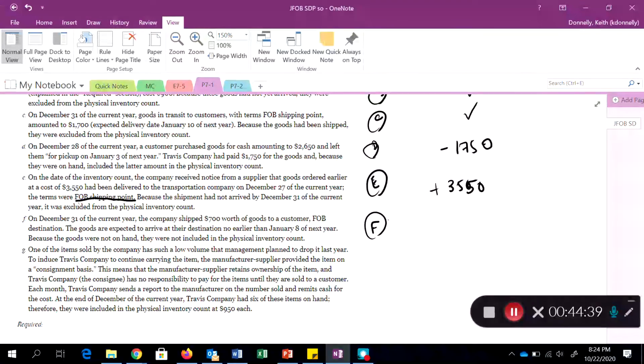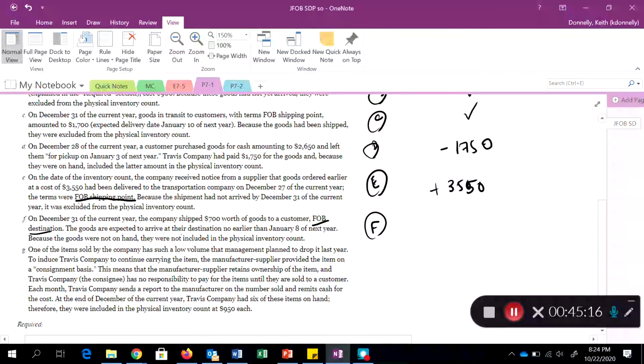We got two things left. Let's look at F. On December 31st of the current year, the company shipped $700 worth of goods to a customer, FOB Destination. So we sold it on eBay and we shipped it. Only when it reaches the guy do we have our revenue. The goods are expected to arrive at their destination no earlier than January 8th of the next year. Because the goods were not on hand, they were not included in the physical inventory account.